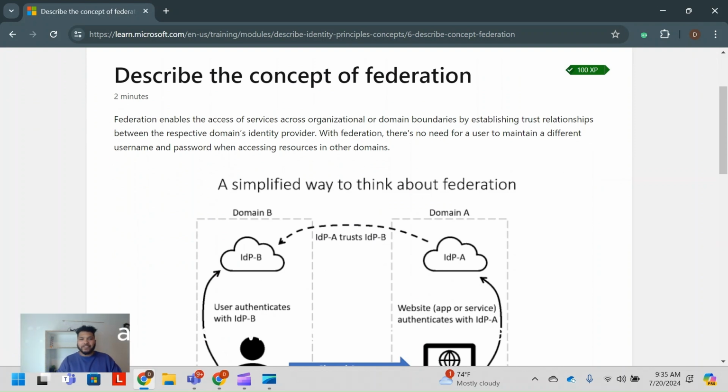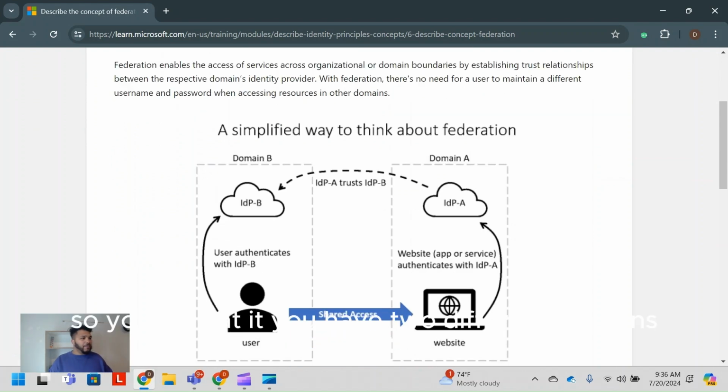All right, so what is federation? Remember, we talked just briefly about it. It enables cross-boundary access for organizations to go across domain boundaries, establishing trust relationships between the respective domains' identity providers. Lots in there, but we can walk through the diagram. I think a diagram makes it a lot easier. Once again, I'm a visual learner. If you're not, the words are there for you.